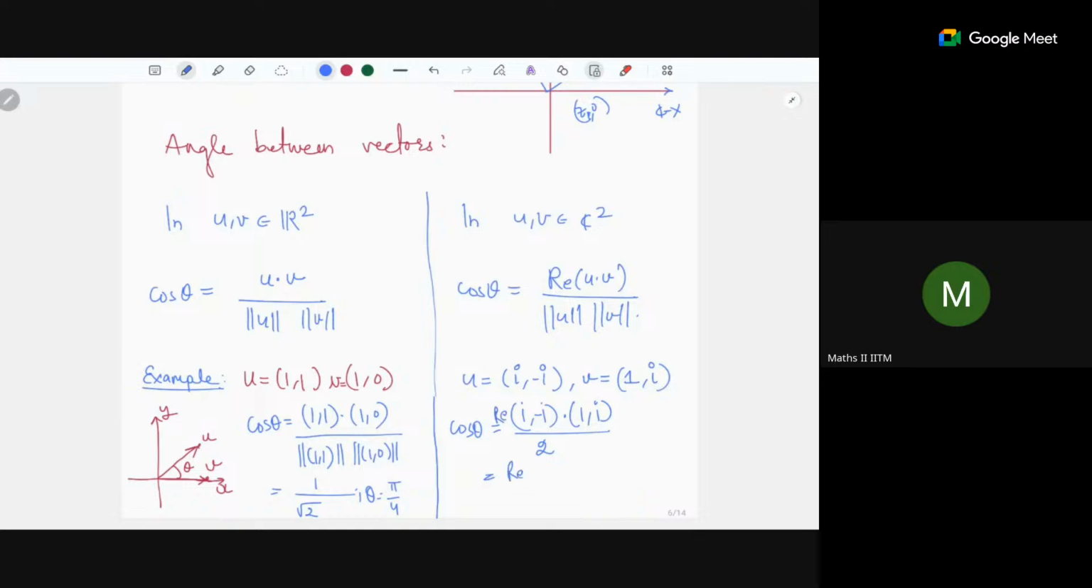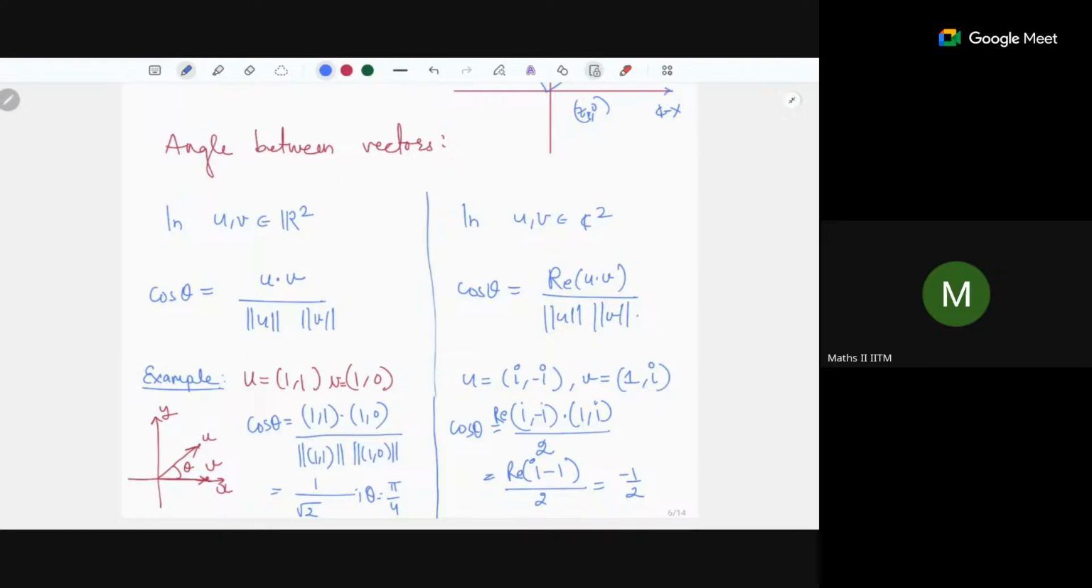So the real part of the first term, i times the conjugate of 1, is i. Then for the second term, minus i times the conjugate of i. The conjugate of i would be minus i, so minus i times minus i gives you i square, which is minus 1. So the sum is i plus minus 1. The real part of this number is minus 1, divided by 2. So it is minus half.